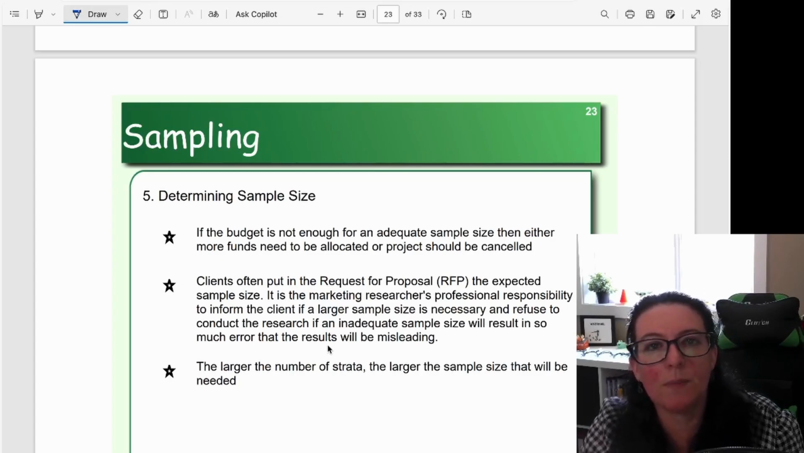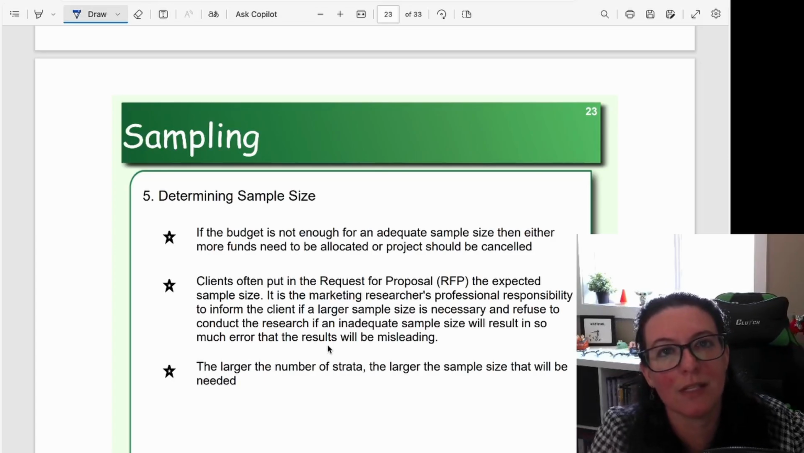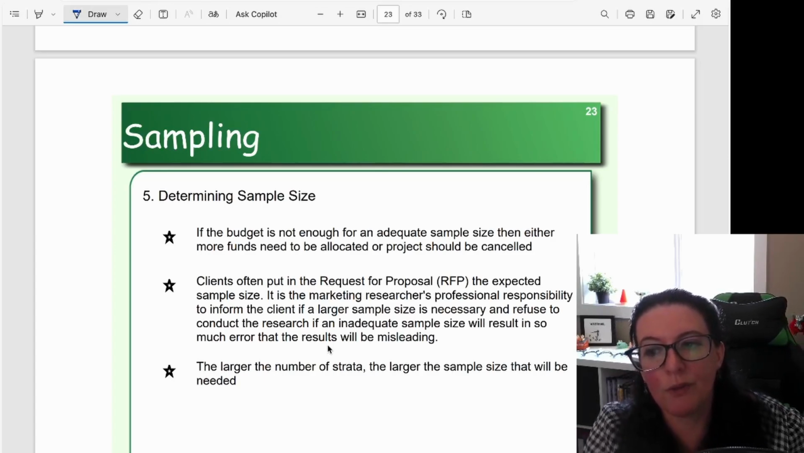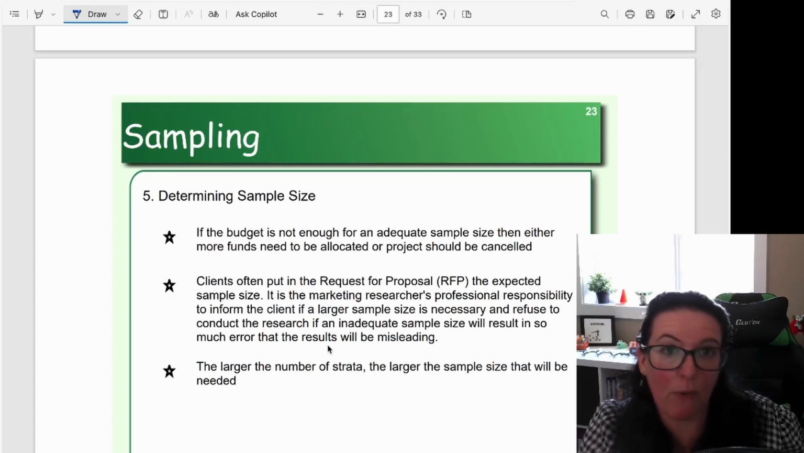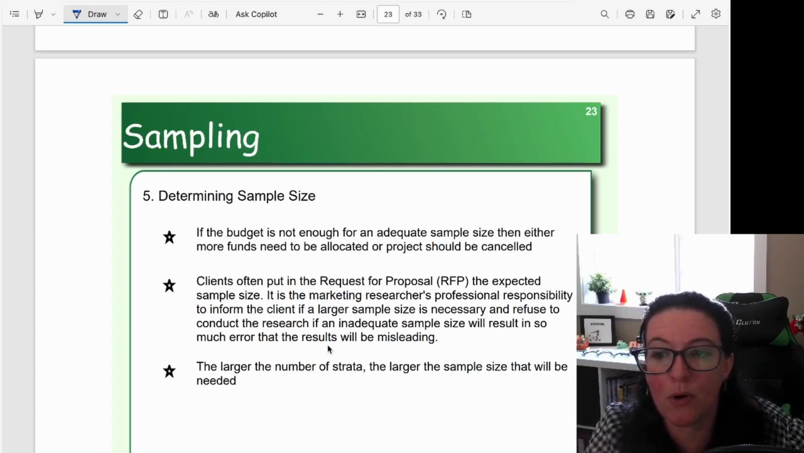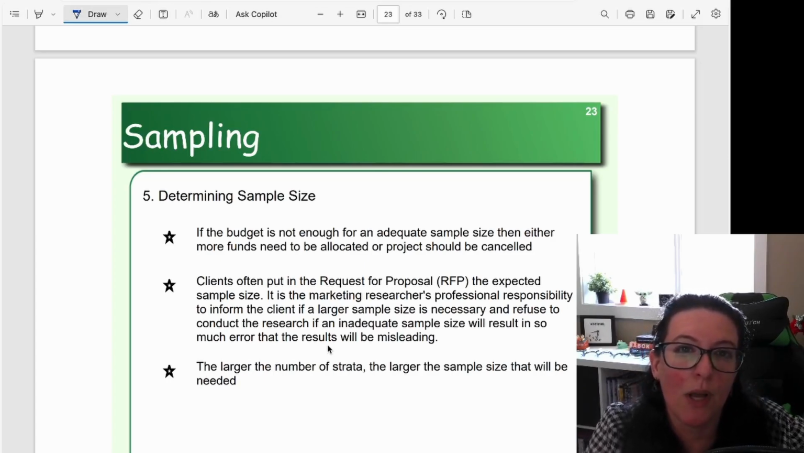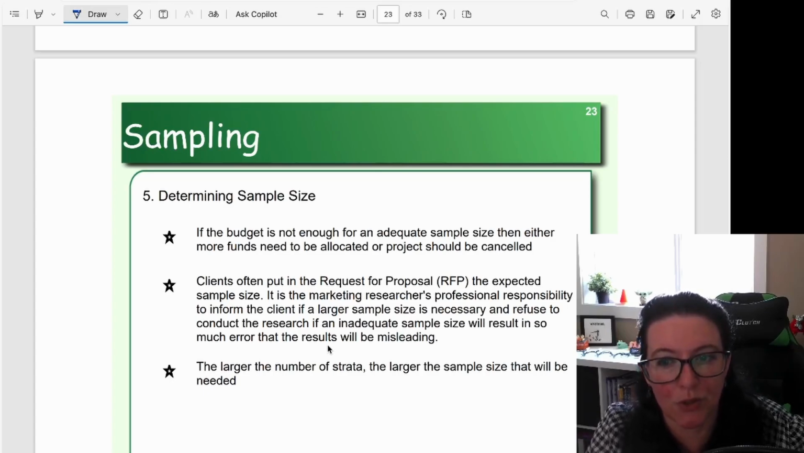Now, different types of research have different sample sizes. So if you are doing more exploratory research, you will have a much smaller sample size. We talked about focus groups being 8 to 12 people. Your interviews, you may only interview 10 to 20 people. So it's going to be much smaller when we do exploratory type research.